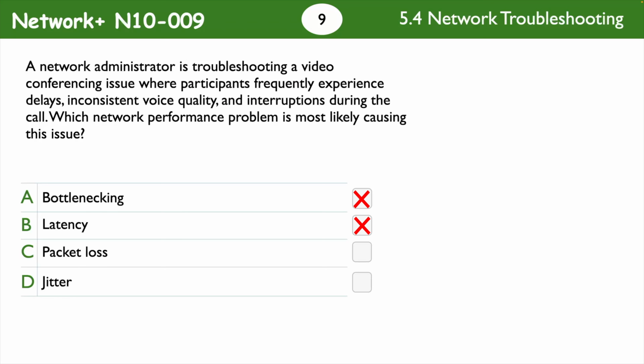Packet loss involves dropped packets, which can degrade quality. However, the scenario focuses on inconsistent performance rather than outright data loss, and that's going to make jitter a more fitting explanation for this question. And the answer for this one is D, jitter.